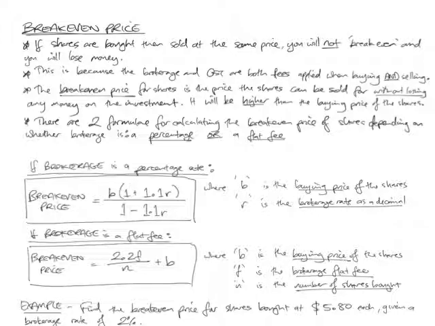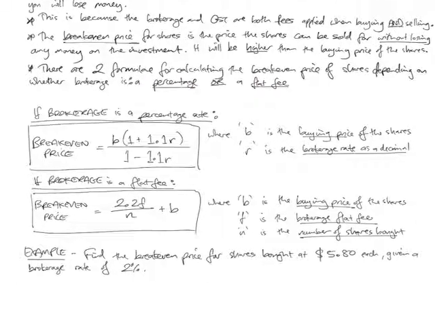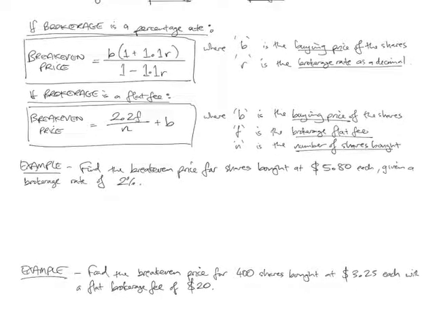So there's two formulas you need to be aware of for calculating the break-even price of shares, and it depends on whether the brokerage is given as a percentage or if the brokerage is given as a flat fee. So let's have a look at how these work. If the brokerage is a percentage rate, you need to use this formula. This is something you're just going to chuck in your cheat sheet. The break-even price is equal to, the top line is B(1 + 1.1R), over the bottom line 1 - 1.1R.